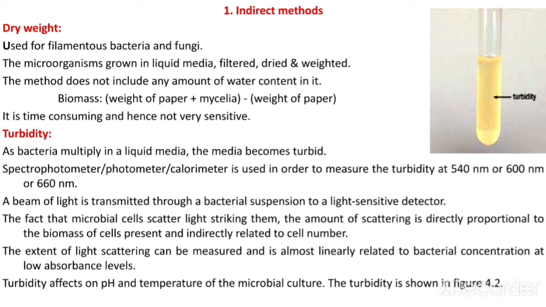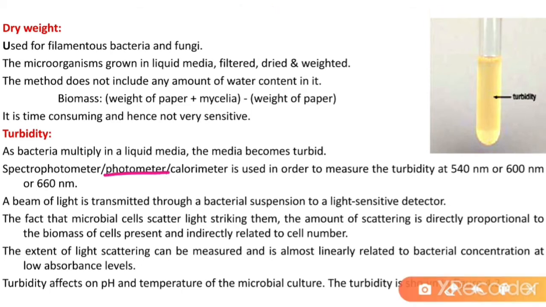Turbidity is the method where we grow the microbial culture in a liquid medium, and after incubation we can easily observe the turbidity. Turbidity indicates the growth of the microorganism, and that growth in the test tube in the liquid medium we can detect with the help of a spectrophotometer, photometer, or colorimeter at 540, 600, and 660 nanometer.